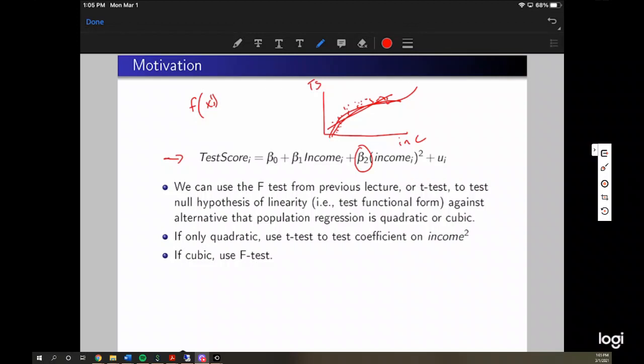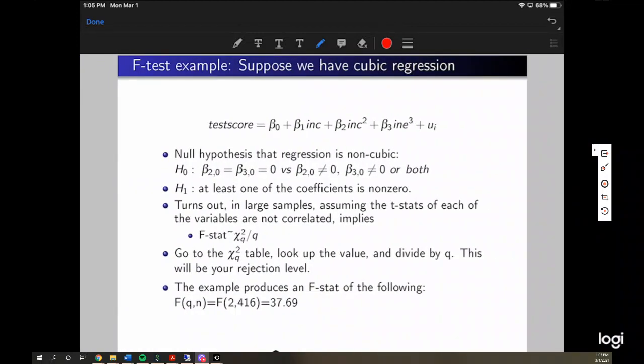If a cubic, then we need an F-test. So let's look at that. Suppose we have a cubic regression. Now we have test scores on income plus income squared plus income cubed. The null hypothesis that the regression is non-cubic is that we're going to specify this null, H naught, as beta 2 is equal to beta 3, which is equal to 0. So the null hypothesis is that this whole bit right here doesn't matter, versus the alternative that one or the other or both of those variables matters and the coefficients are non-zero.